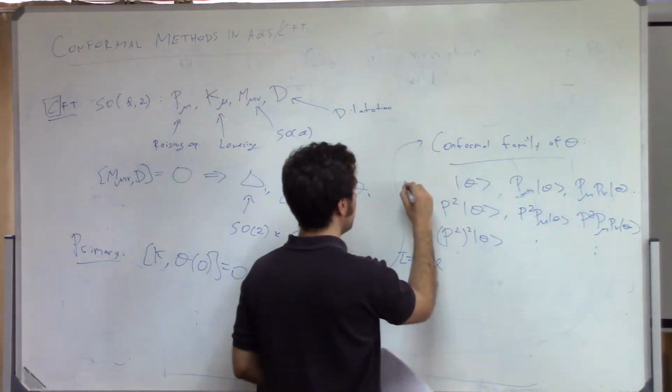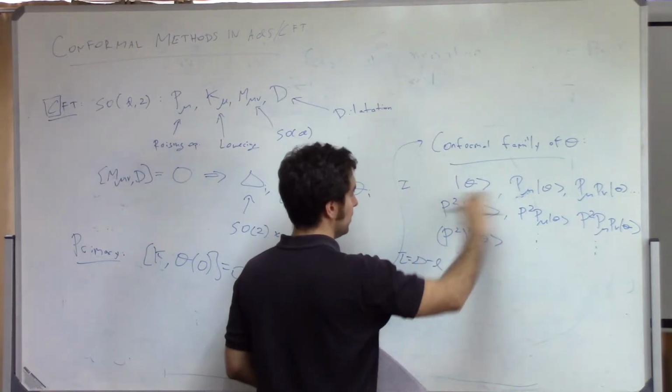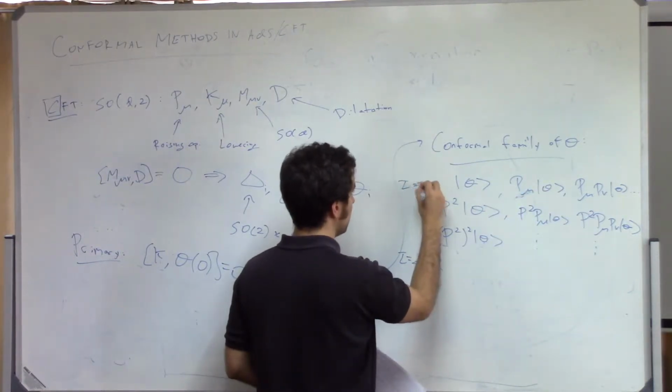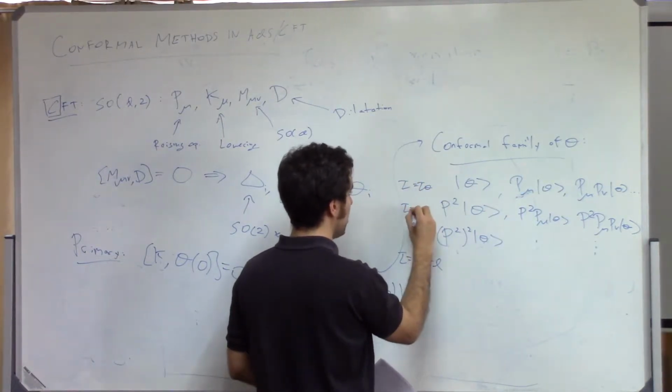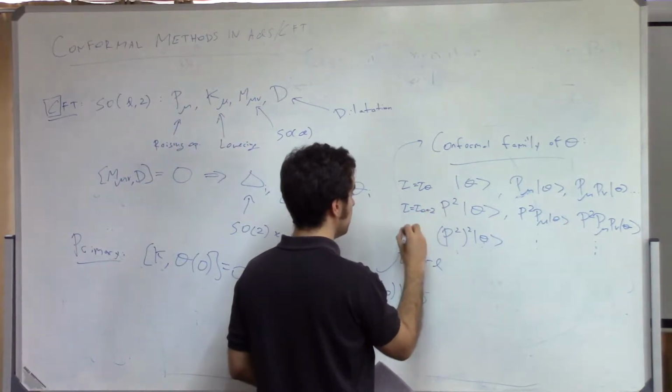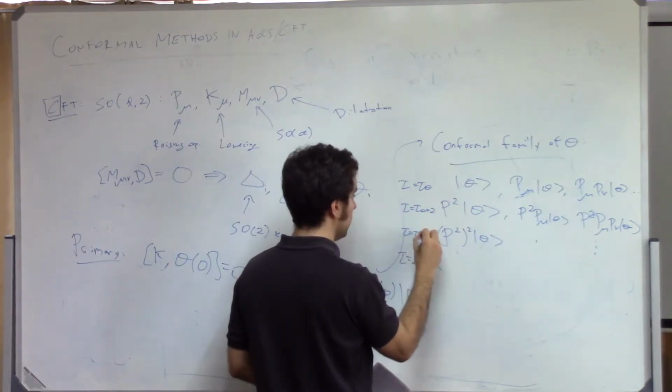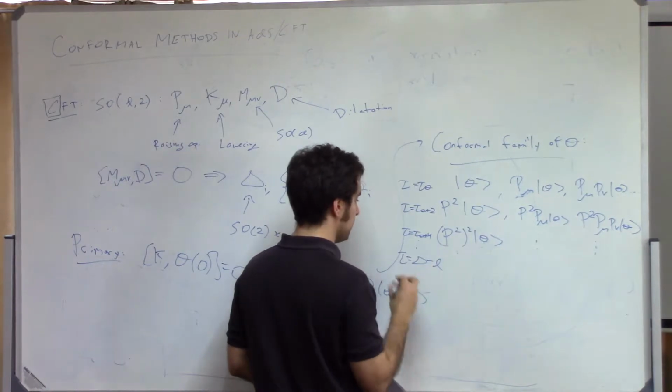Okay, so these operators in this row have twist of O. These operators in this row have the twist of O plus 2. These have the twist of O plus 4, and so on.